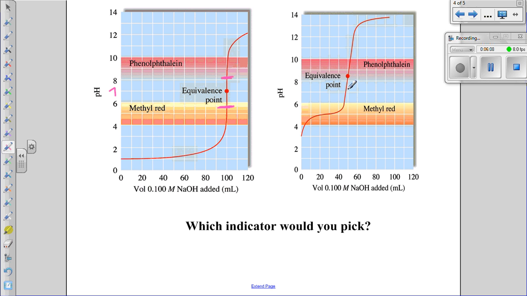Here, the pH at the equivalence point is above 8, so this tells me it's a strong base. Lots of buffering here, weak acid. I want my indicator to change color really close to that equivalence point, so I'm picking phenolphthalein.